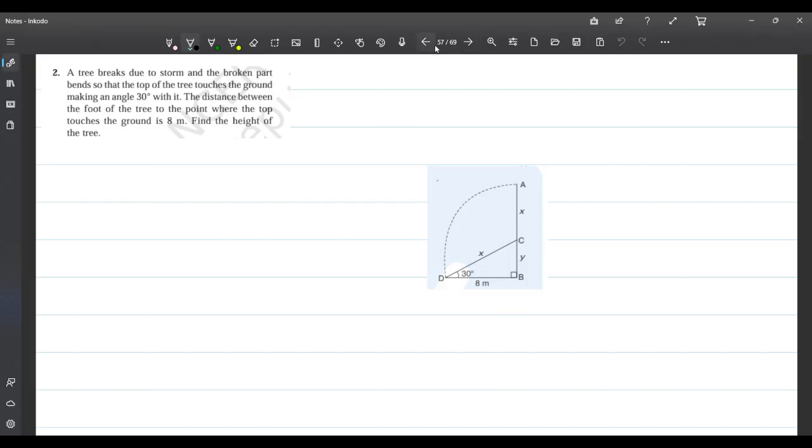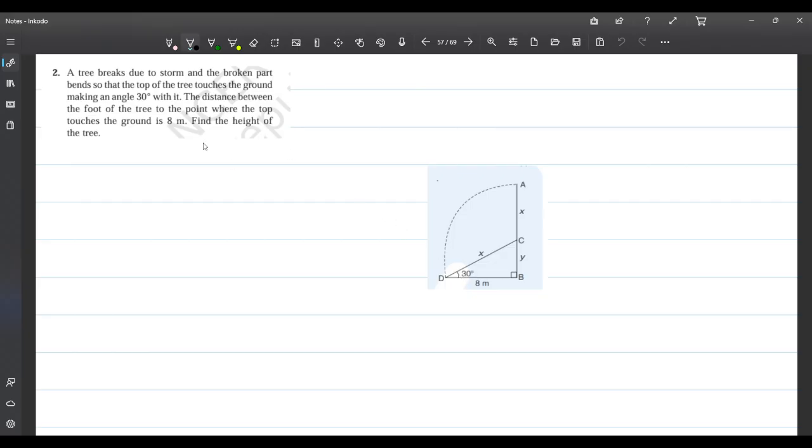This is the first question. Now move to the second question. A tree breaks down due to a storm. Suppose that this is a tree, and it broke down, and the broken part bends so that the top of the tree touches the ground and makes an angle of 30 degrees with it.